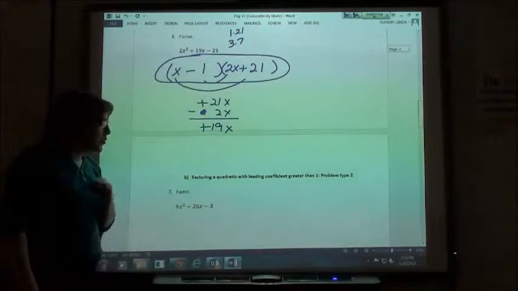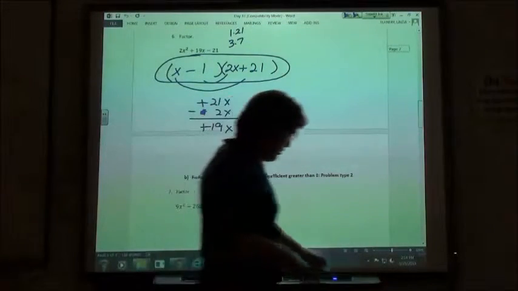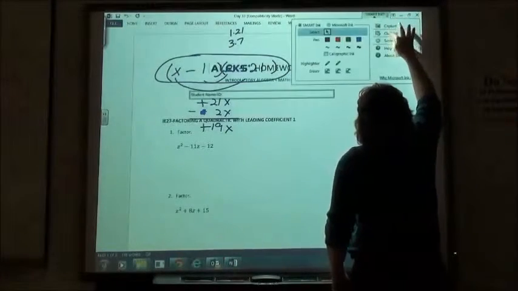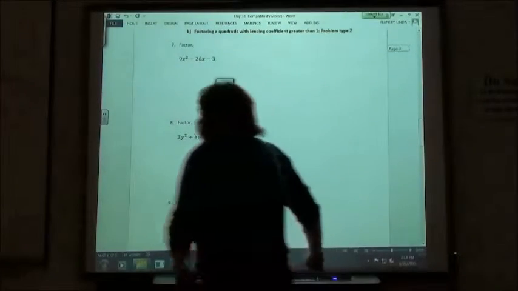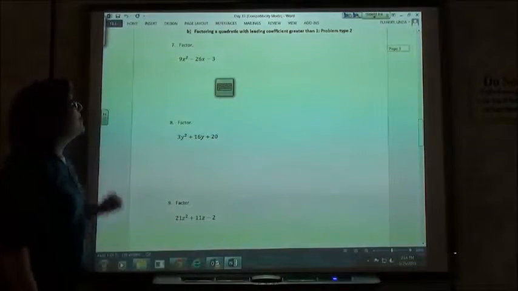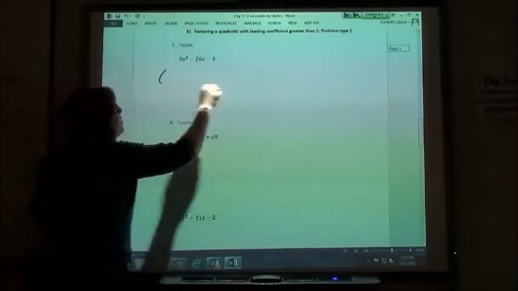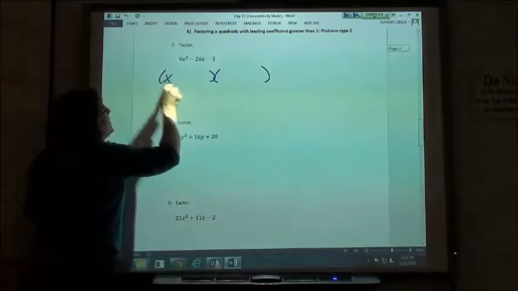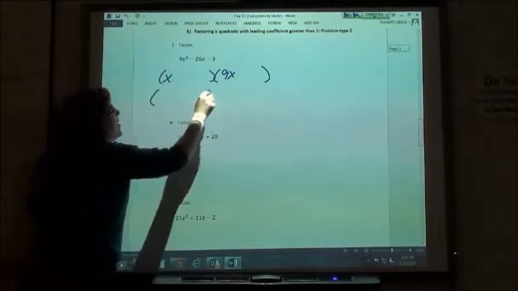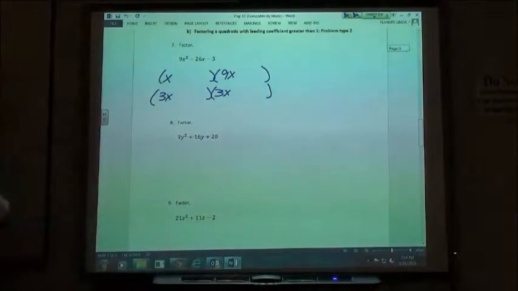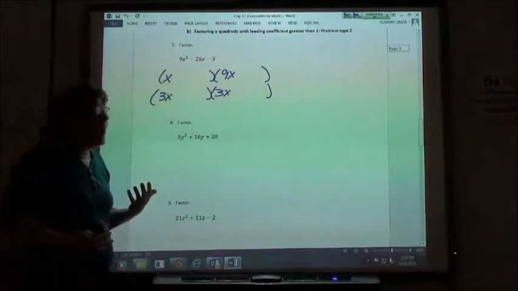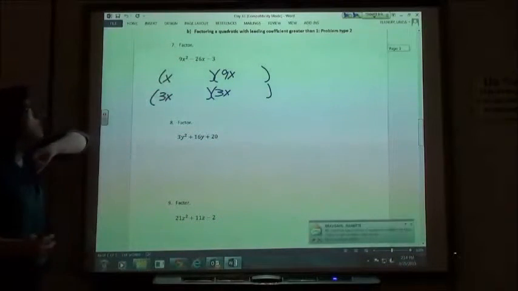Factors. Now we're going to do problem type 2, which are going to be a little bit harder, because now we might have more than one choice for our factoring of our leading term. So, I've got 9x squared. If I want to factor 9x squared, it might be x and 9x, but it might also be 3x times 3x. Again, I really don't know which one the answer is until I start guessing and checking, knowing about foiling to figure out which one is the right way. So I have to be aware that there's more than one choice.